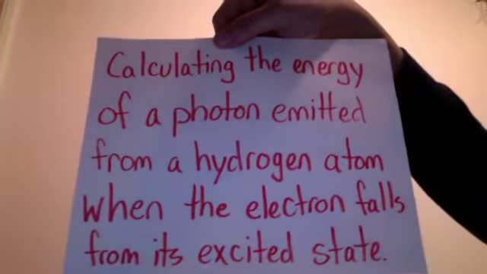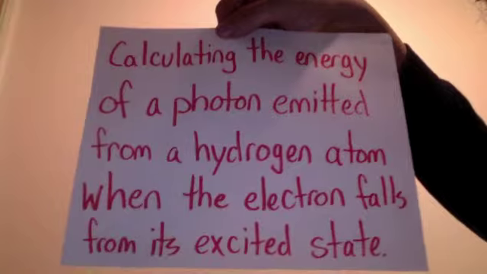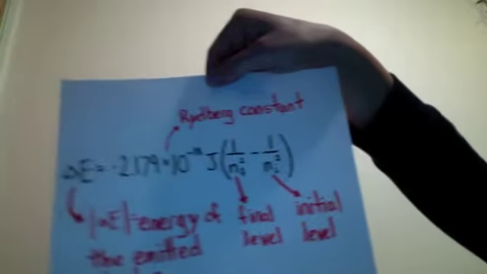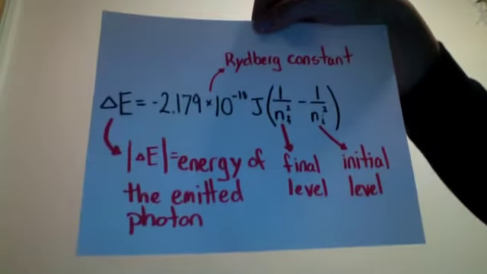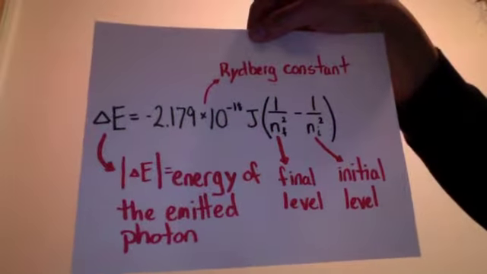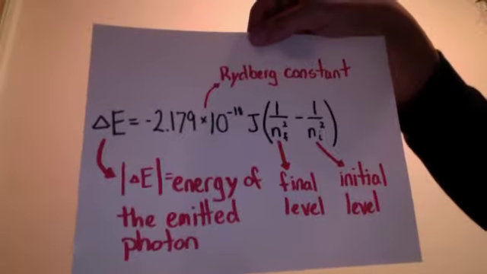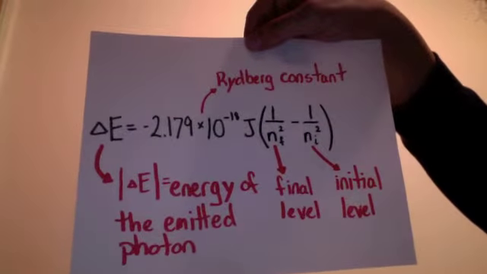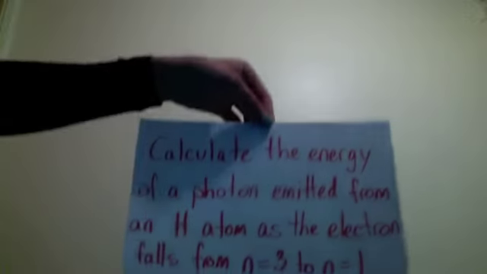Now we are going to work on calculating the energy of a photon emitted from a hydrogen atom as it falls from its excited state. As we discussed, this phenomenon is what makes the light beam of the laser. To calculate the energy, we use this formula. In this formula, we multiply the Rydberg constant by the difference between the reciprocals of the final energy level squared and the initial energy level squared to get delta E, and the absolute value of delta E is the energy of the emitted photon.